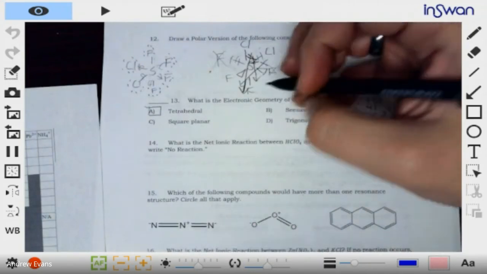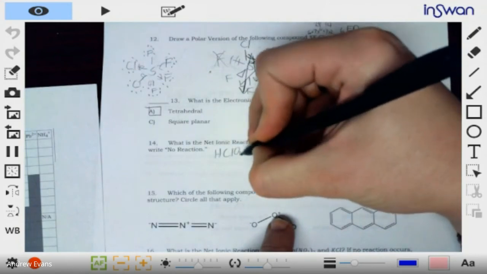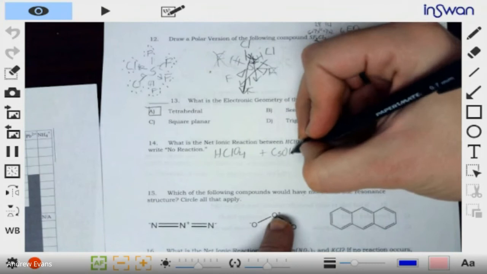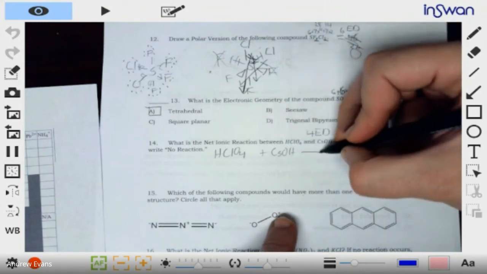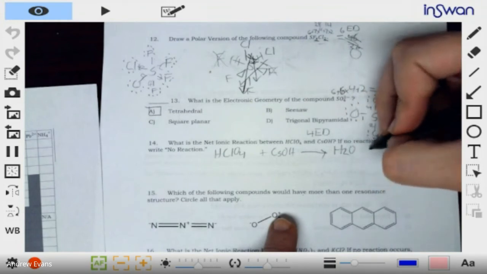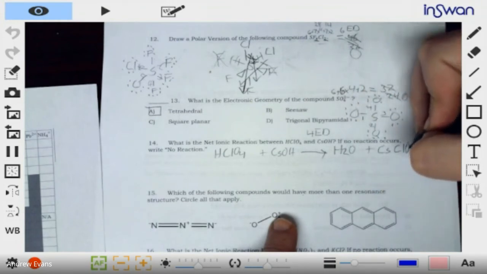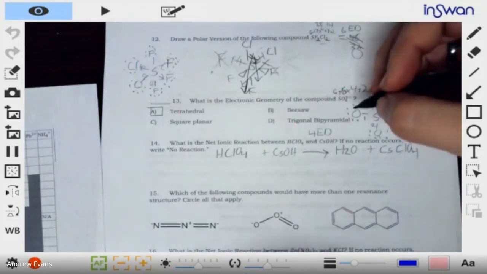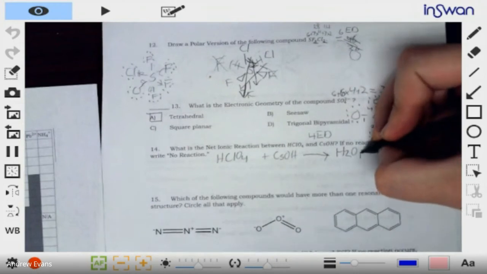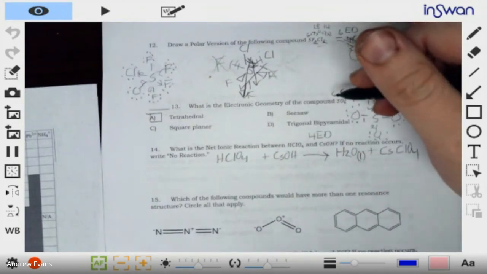Okay, moving on. Net ionic equation for this one. HClO4, strong acid. CsOH, a strong base. Reacts to form... a strong acid plus a base always forms water and a salt. Now the solubility chart is a lot less helpful, but note that every time you have H2O, it is a liquid. It doesn't make sense for H2O to be aqueous.